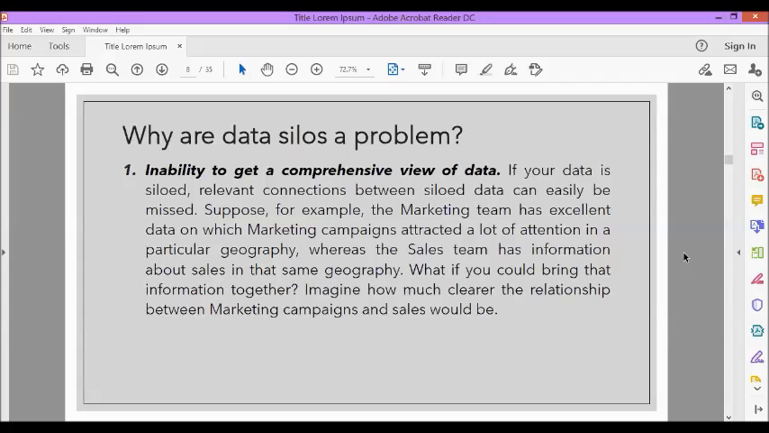Data silos are a problem for three primary reasons. The first one is inability to get a comprehensive view of data. If your data is siloed, relevant connections between siloed data can easily be missed. Suppose, for example, the marketing team has excellent data on which marketing campaigns attracted a lot of attention in a particular geography, whereas the sales team has information about sales in that same geography. What if you could bring that information together? Imagine how much clearer the relationship between marketing campaign and sales would be.